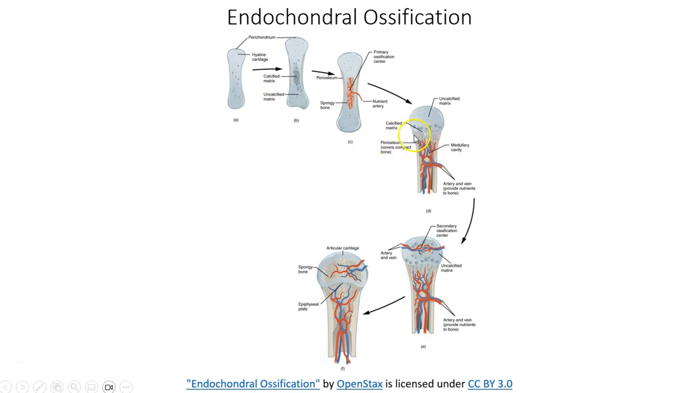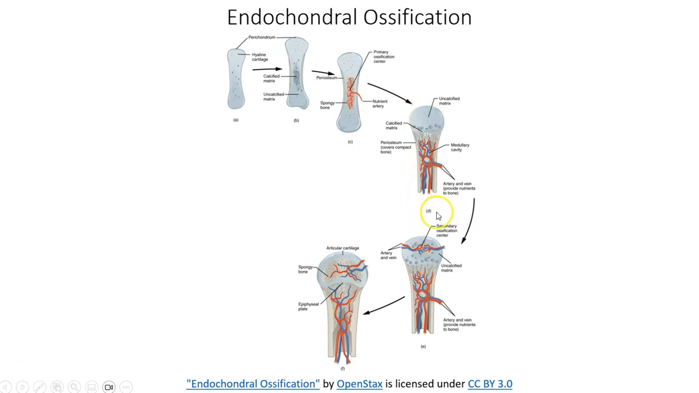And so we start calcifying that medullary cavity and that compact bone in the diaphysis region first, leaving some of this cartilage up here at the ends. All right, so we've still got a lot of cartilage up here that's going to be at the proximal and distal ends of these bones, and then we will start calcifying those ends.